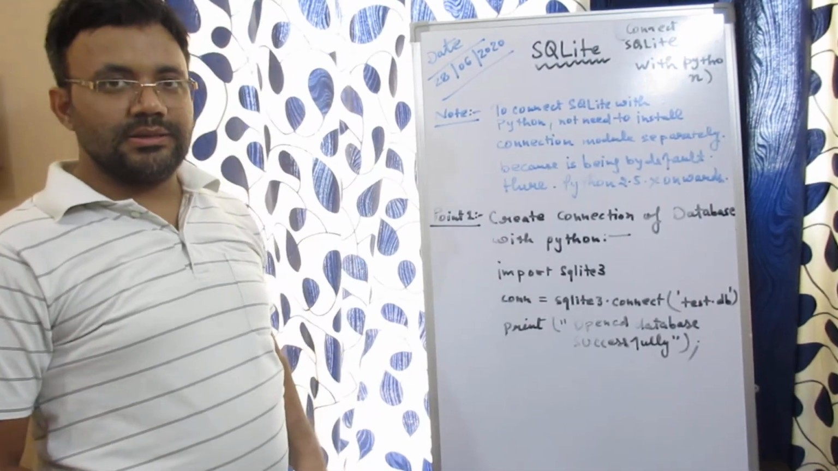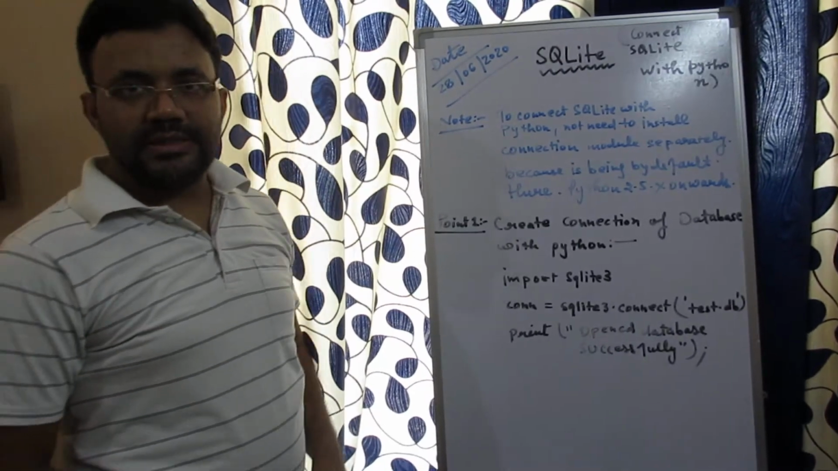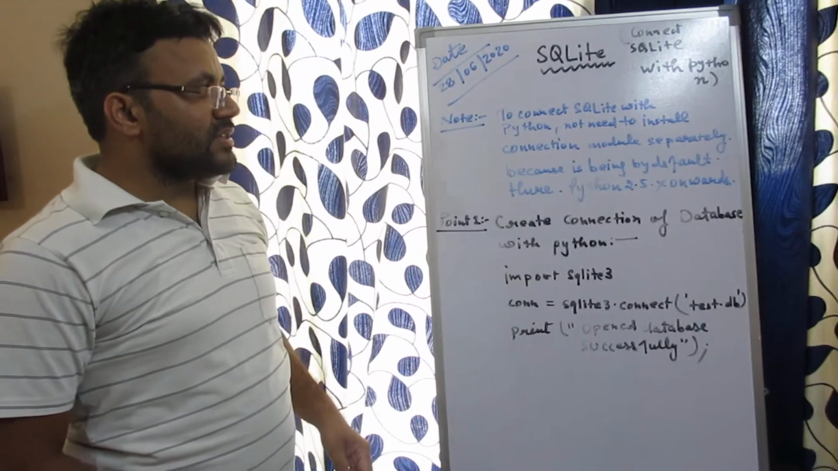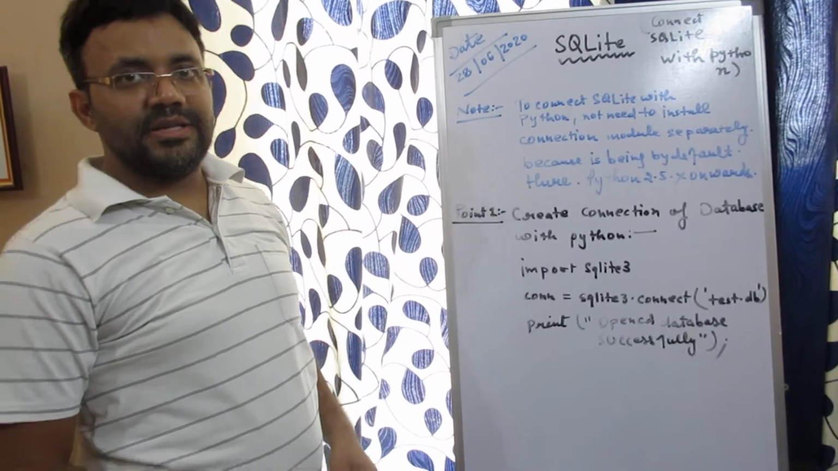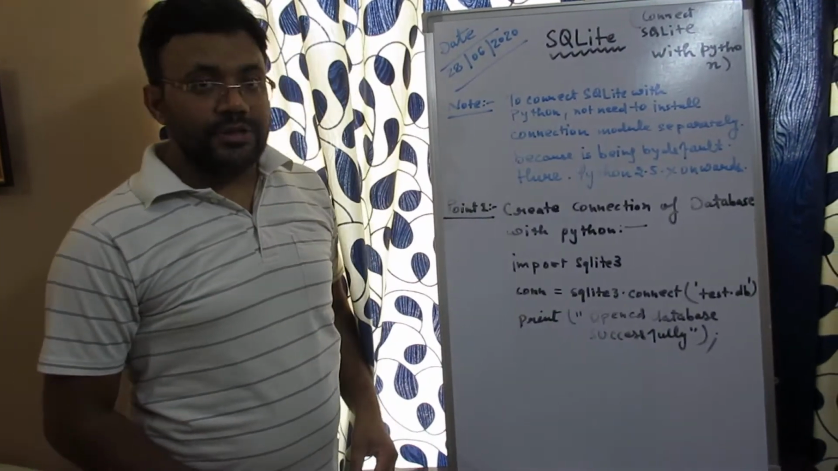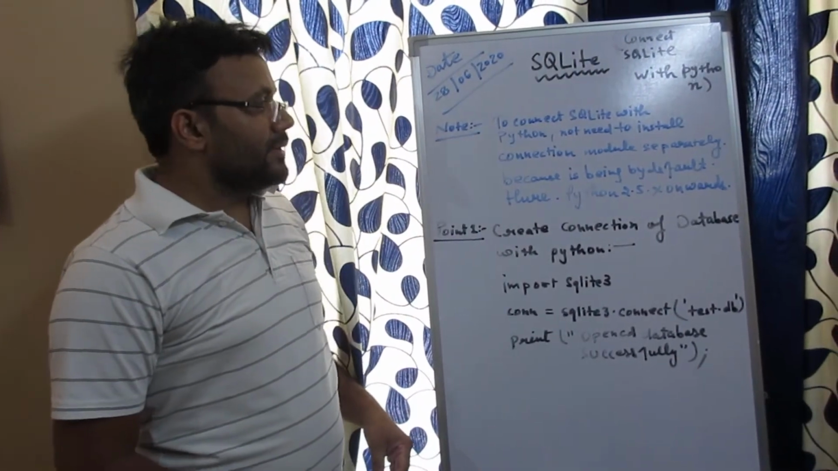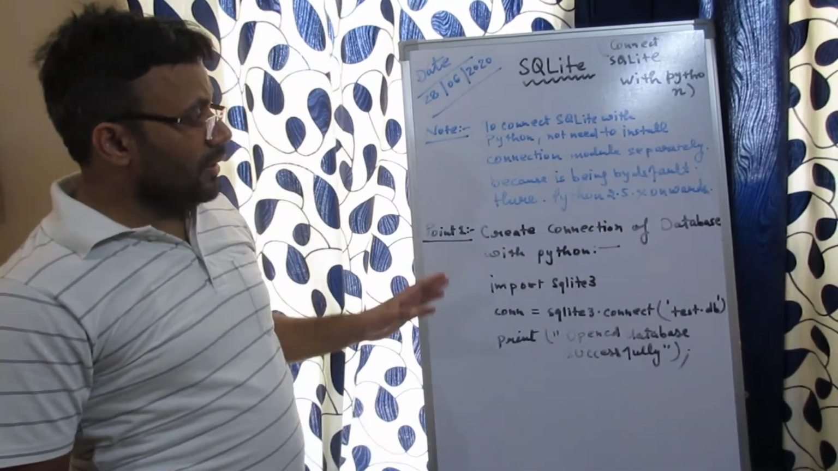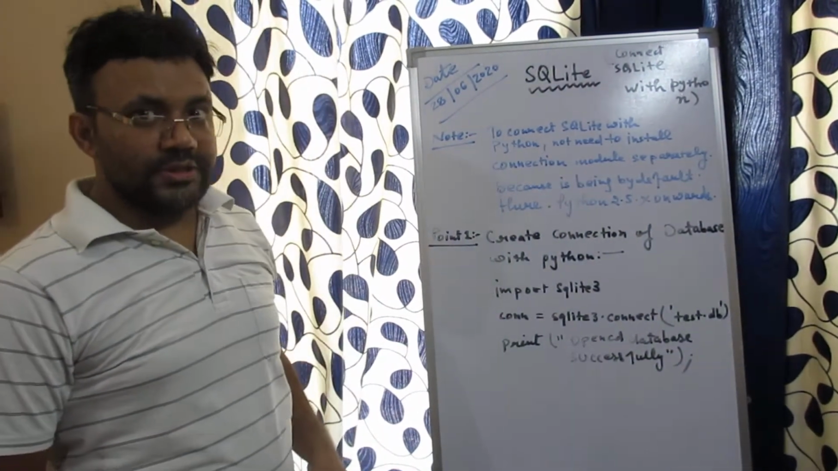Today we will discuss a very important concept: creating a connection between a database and Python. As we have discussed earlier, we created a database using SQLite 3 and a database name .db. Today's topic is the connection. To connect SQLite with Python, you do not need to install a connector module separately, as we did with MongoDB. It is already available from Python 2.5 onwards.